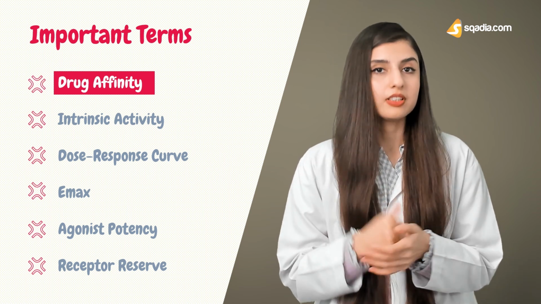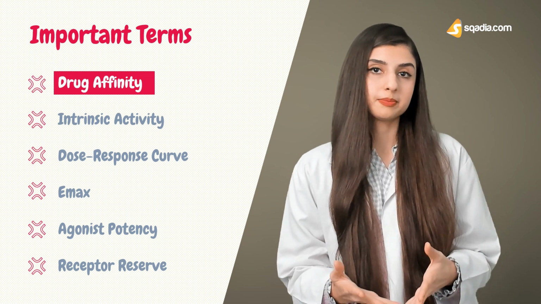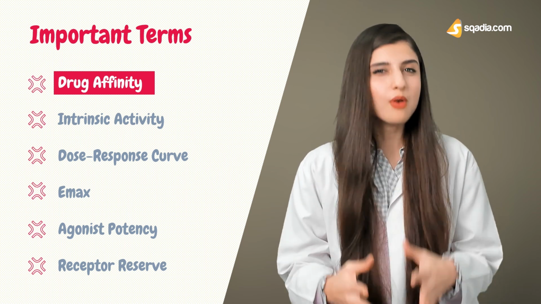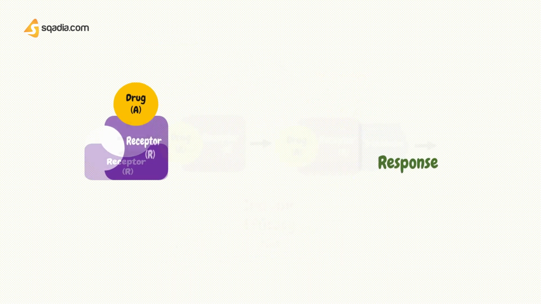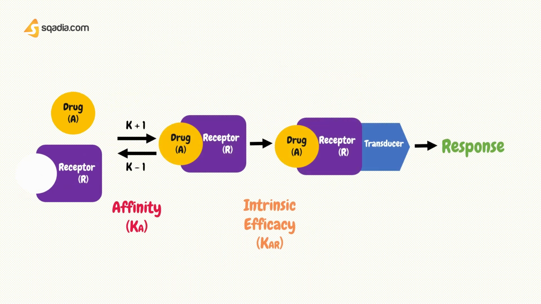So, the first term we have is the affinity of the drug. Now, this is a measure of how avidly a drug binds to its receptor. And it is characterized by the equilibrium dissociation constant. Okay, this is denoted as Kd. Now, this is the ratio of the rate constants of both the reverse and forward reactions. Now, the reverse reaction is denoted as K-1, and the forward reaction is denoted as K+1. And these reactions are obviously between the drug and the receptor.